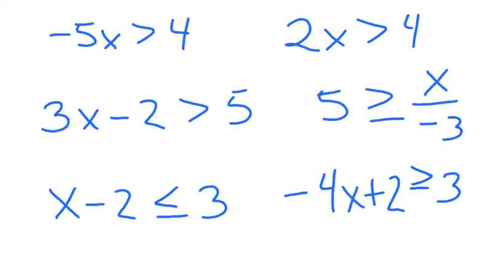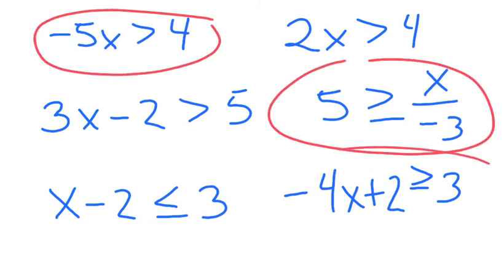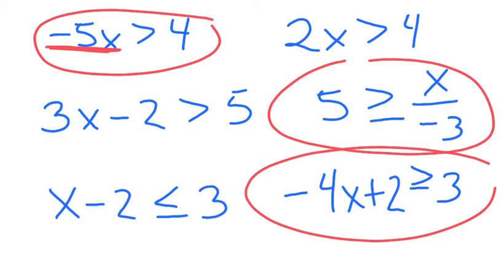Okay, look at these 6 problems. Which ones of those that you see there are going to have a sign flip? Where do you see a negative with the x? There are 3 problems that have a sign flip. Did you find them? This one, this one, this one. The others don't have a negative with the x. This has a negative with the x. This has a negative with the x. This has a negative with the x. So your sign is going to flip.